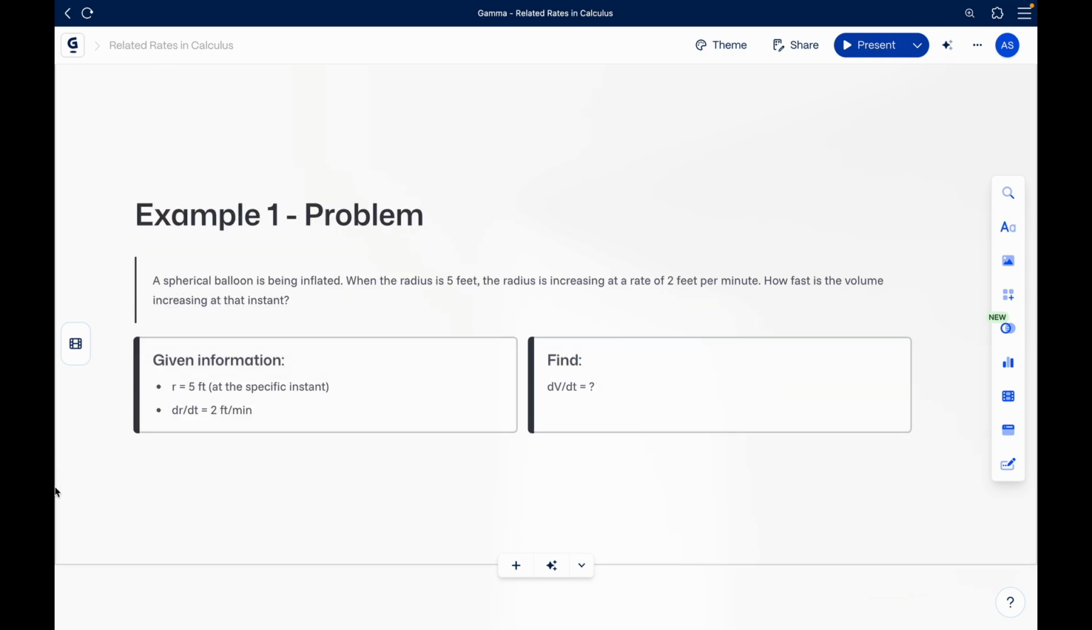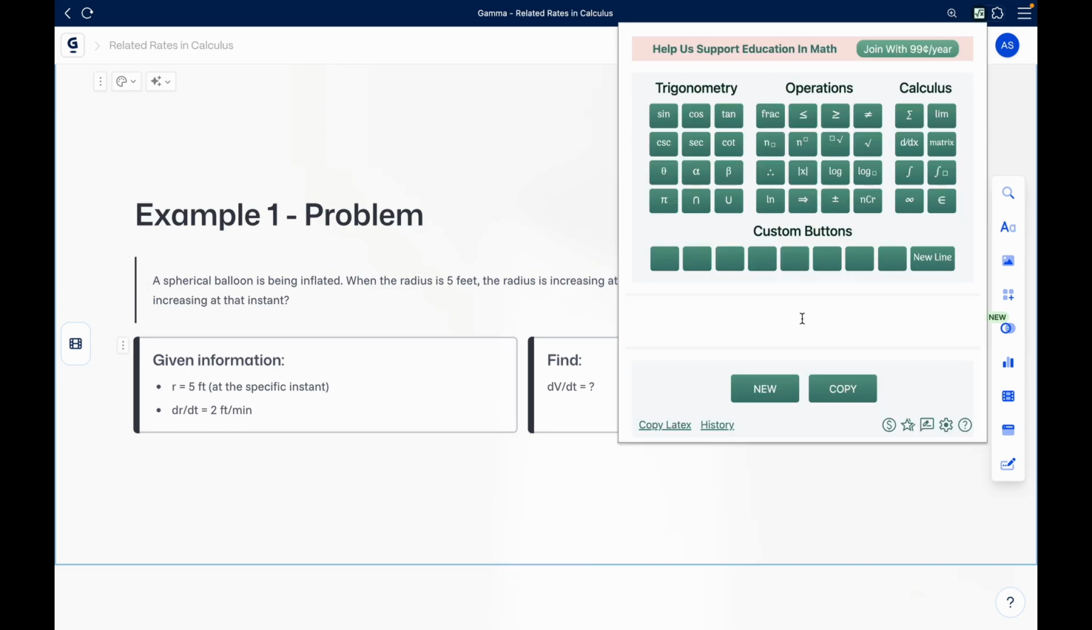Let's move on to our examples, and our first example is: a spherical balloon is being inflated. When the radius is 5 feet, the radius is increasing at a rate of 2 feet per minute. How fast is the volume increasing at that instant? So, our given information, which I noted down over here, is the radius is equal to 5 feet at that time, and dr/dt is equal to 2 feet per minute, and our goal is to find dV/dt.